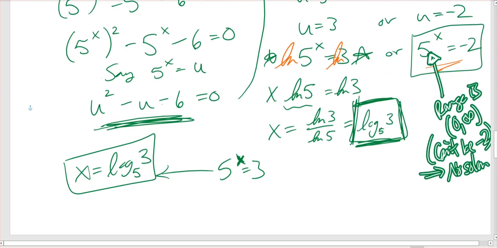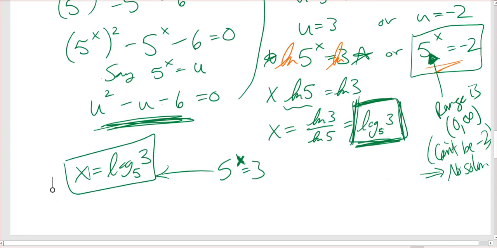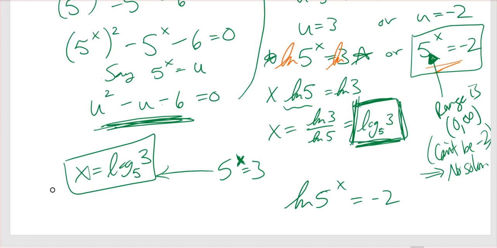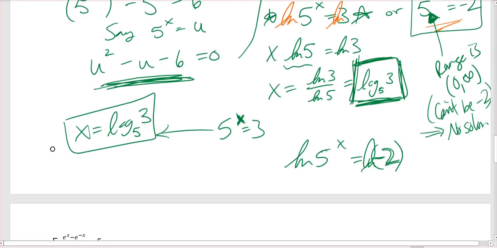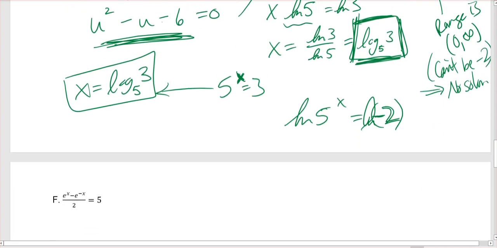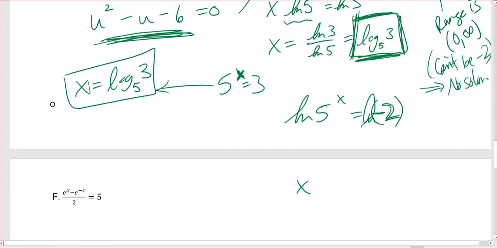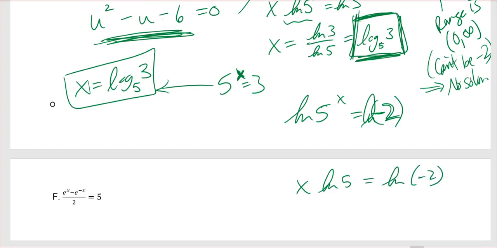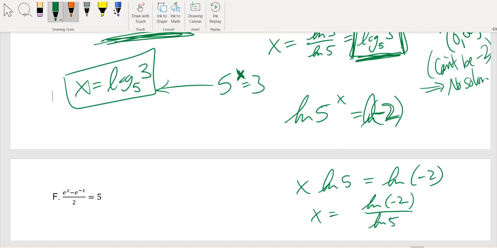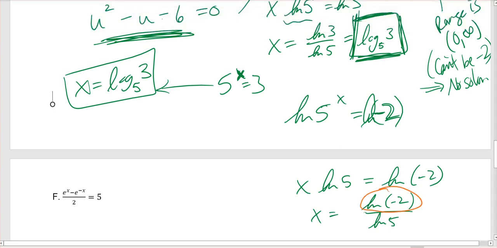Now, maybe we didn't recognize that, and that is entirely possible. And what if we didn't? So if we tried to do that natural log bit on both sides, we would end up saying something that can't happen, right? So we would have x natural log 5 equal natural log negative 2. So then x is natural log negative 2 over natural log 5. But we know that this thing is not a real number.